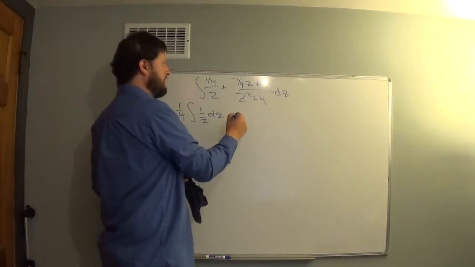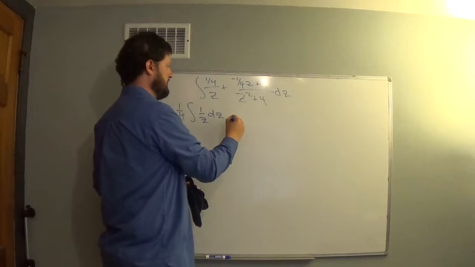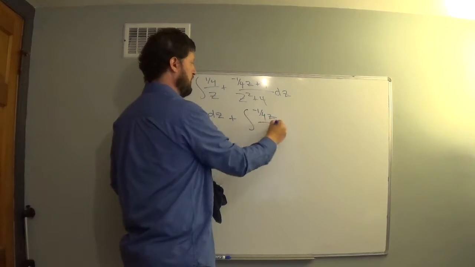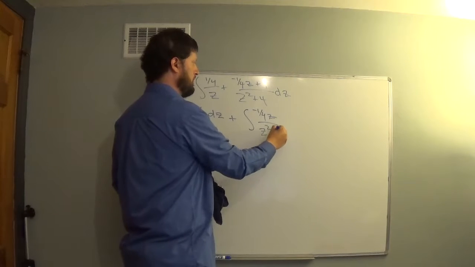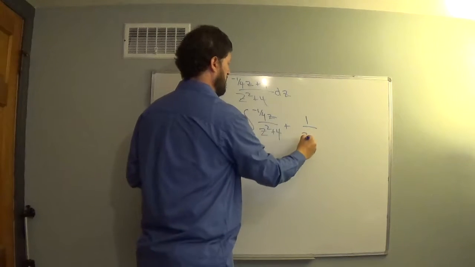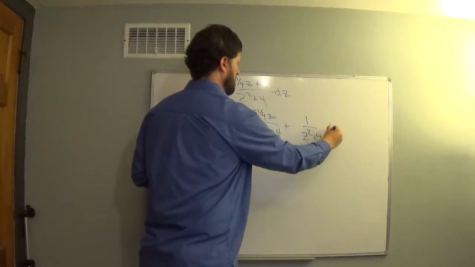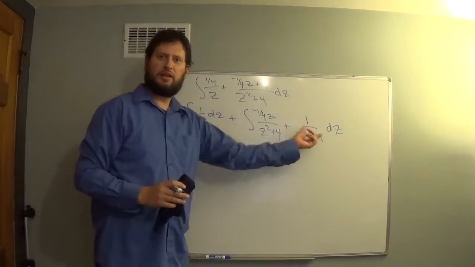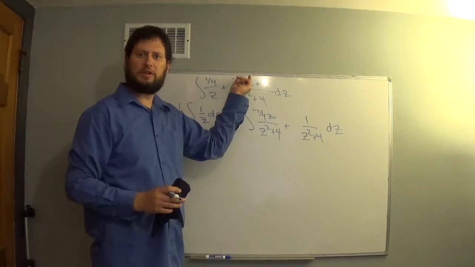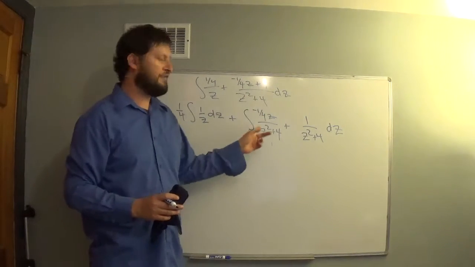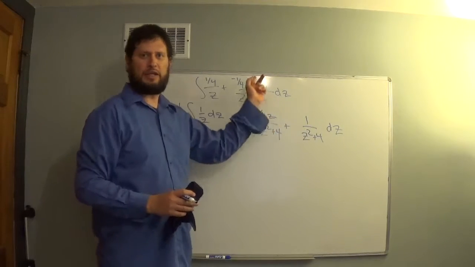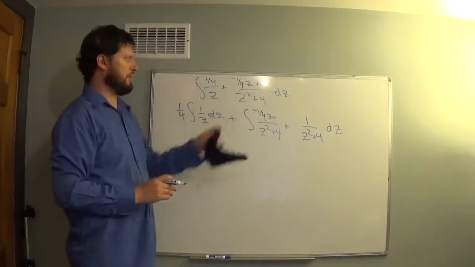For this one, I'm going to break this one up into negative 1/4 Z over Z squared plus 4 plus 1 over Z squared plus 4. Right, so all that I did was keep this denominator and then separate the denominator out with each of the pieces of the numerator. And if this is a common denominator, I can add them back up, and I would get exactly what we started with up here.